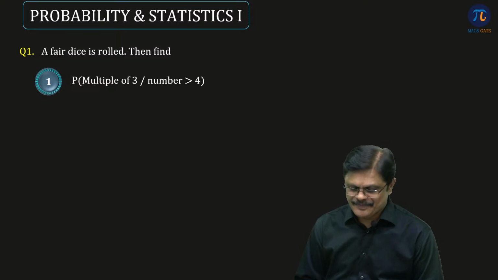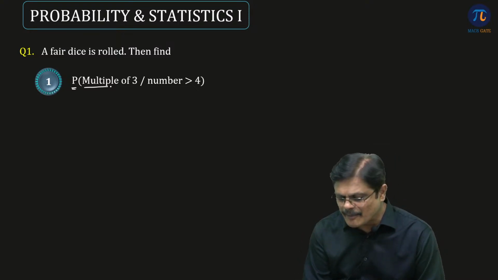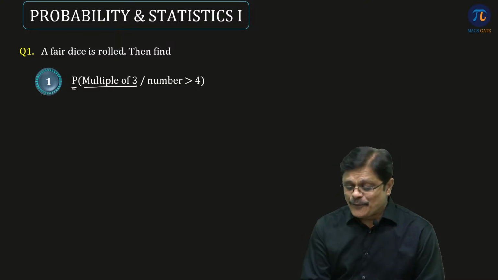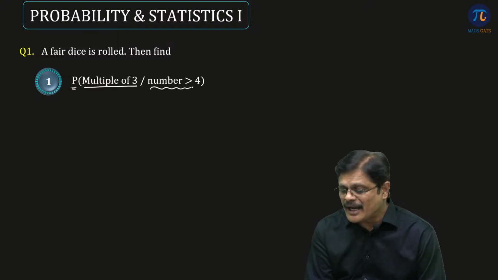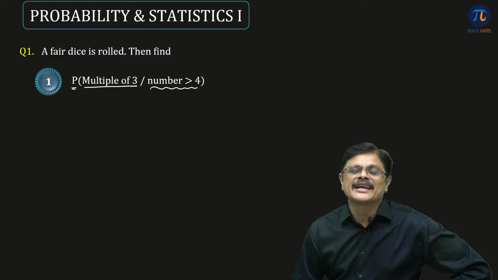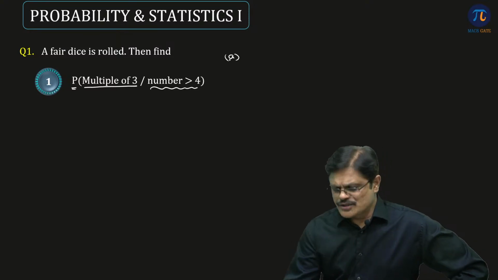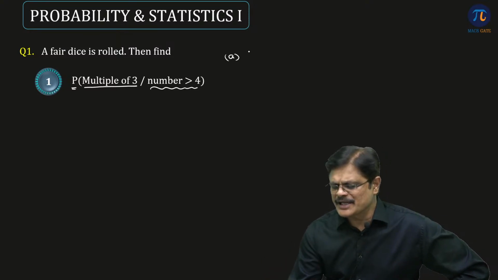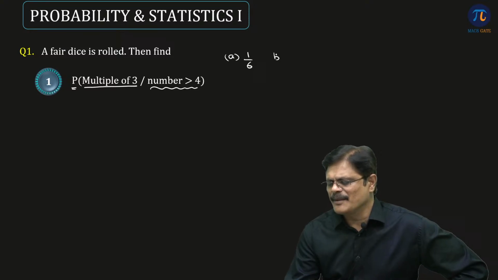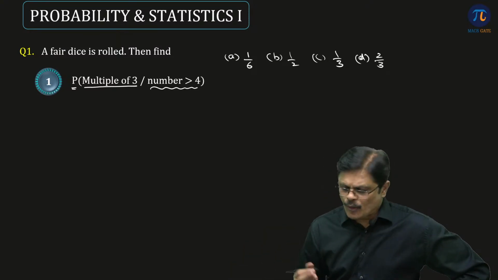Now look at this question. A fair dice is rolled, then find the probability that we get a multiple of 3 when the number obtained is greater than 4. Generally for this problem, I'll give you different options. Some people say 1 by 6, some people say 1 by 2, and some people have different options like 1 by 3, 2 by 3, something like this. Now what is the correct answer for this?